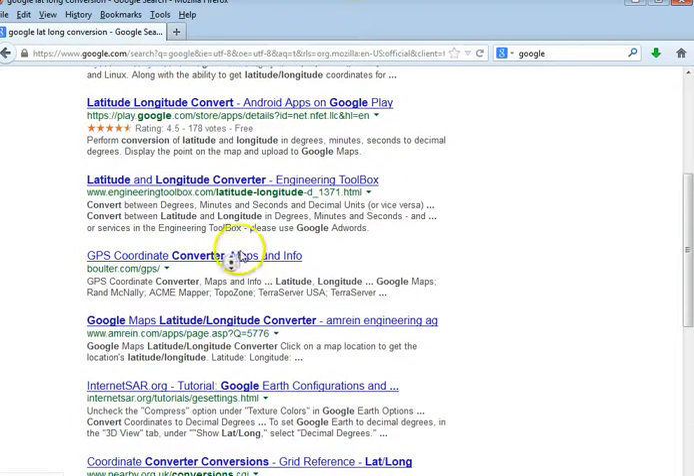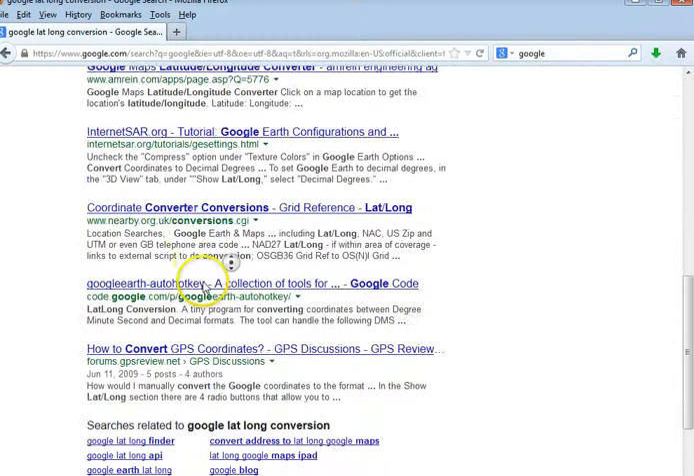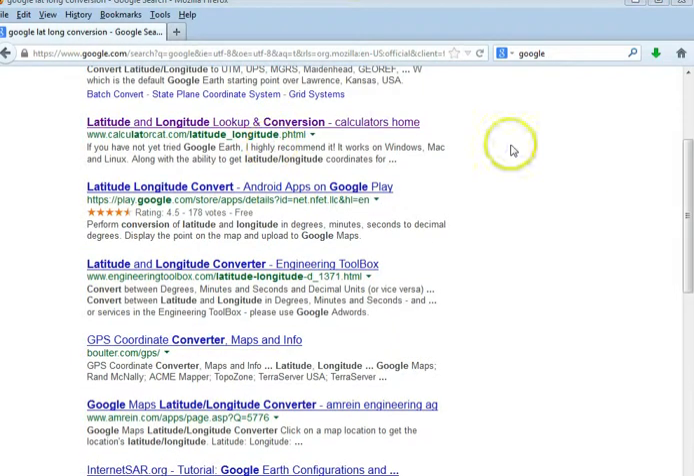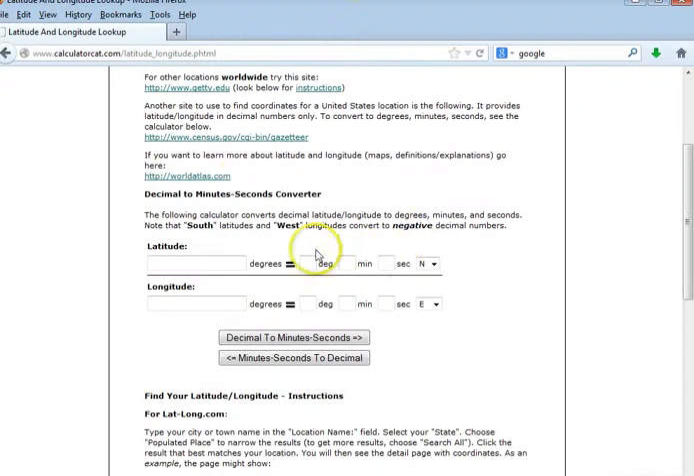Oh, there used to be a great one. You know, things change, right? Let's see what this one is. Calculator. Oh, maybe that's it. Nope. Well, this might work. Okay, so I can go from decimal to minutes and seconds or from minutes and seconds to decimal.